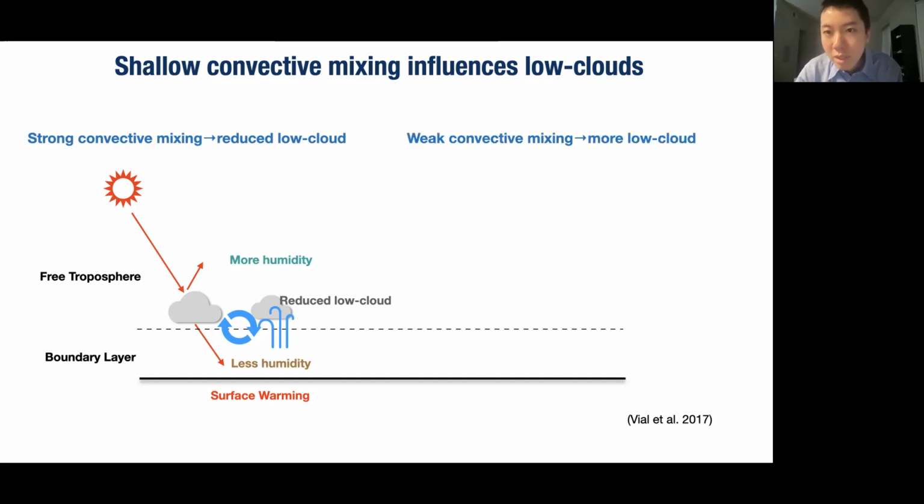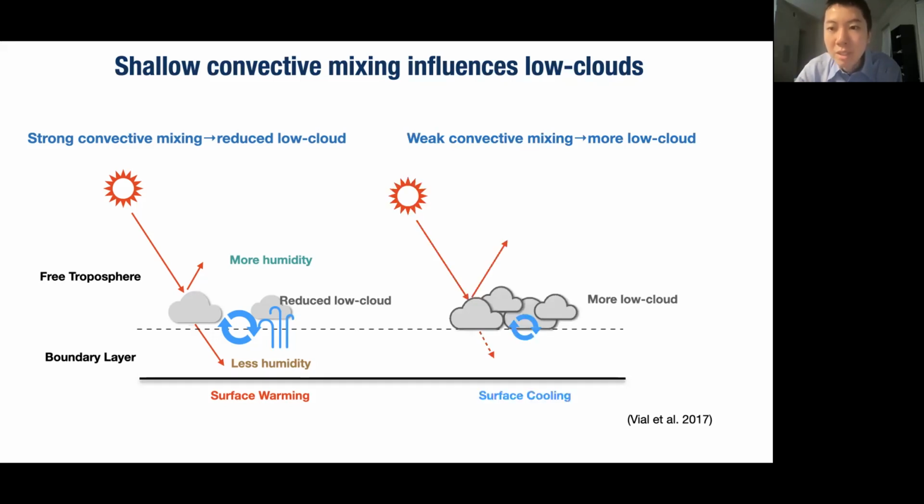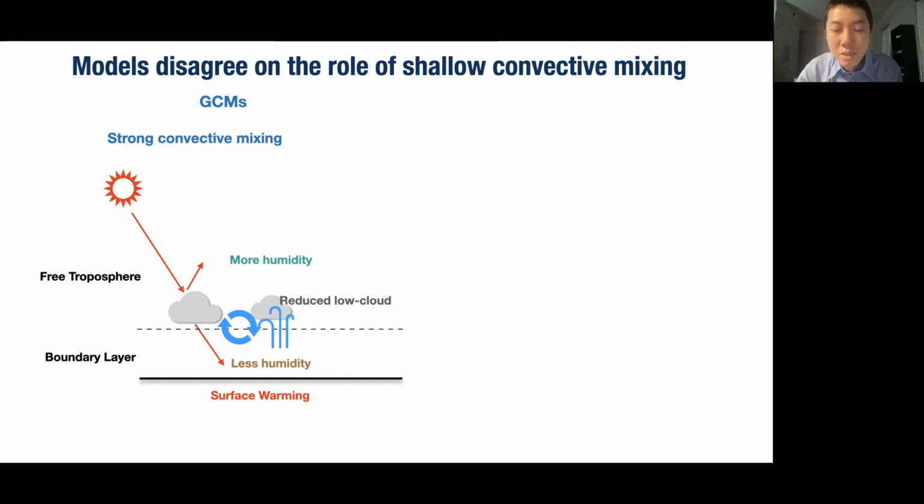In contrast, when we have surface cooling, we may have weaker convective mixing and more low clouds. So this is a result based on GCM simulations.